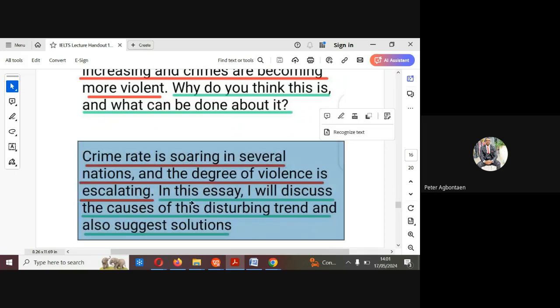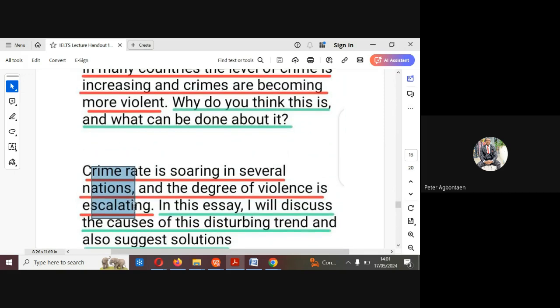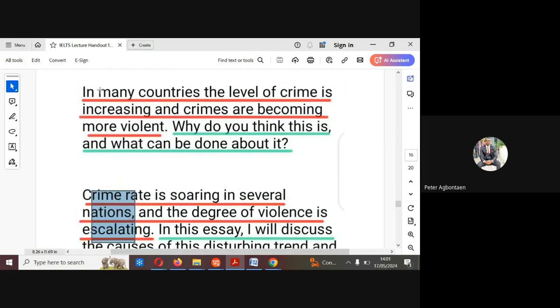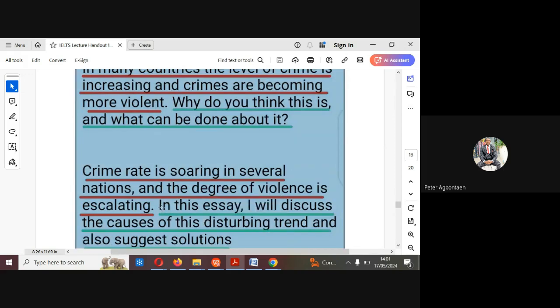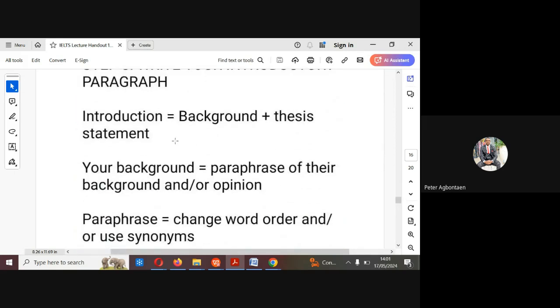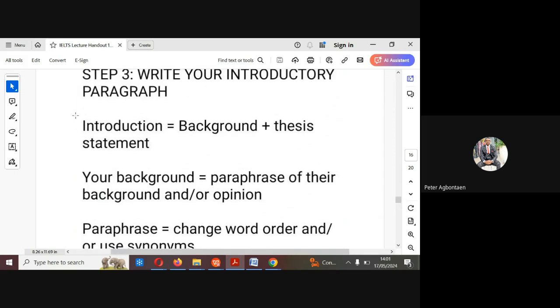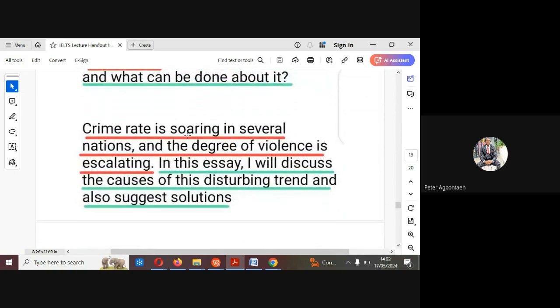Now the first part underlined in red, that's my background statement, and that is derived from the first sentence that you have in the question. And the one underlined in green is my thesis statement, and that is derived from the last sentence that you have in the question. So that's how you write your introductory paragraph, because according to the formula I gave you here, introduction equals background statement plus thesis statement. So I've shown you the background statement here. I've shown you the thesis. So this is now my introduction. But you notice that they are both derivatives of the question.